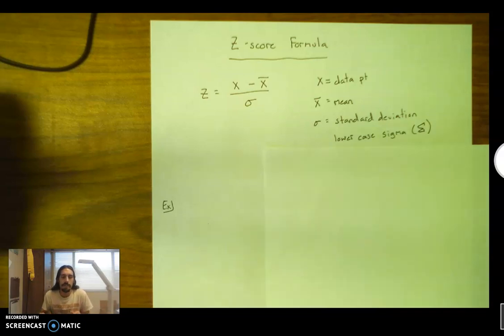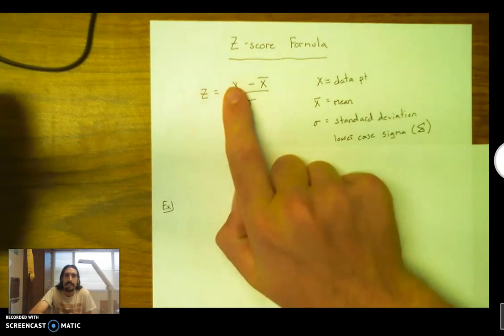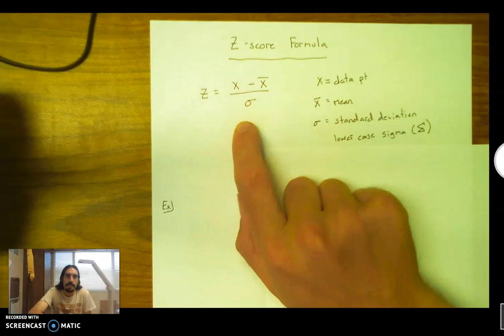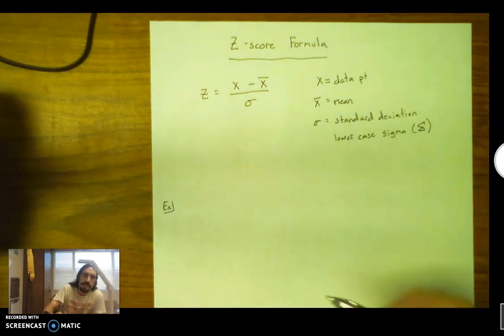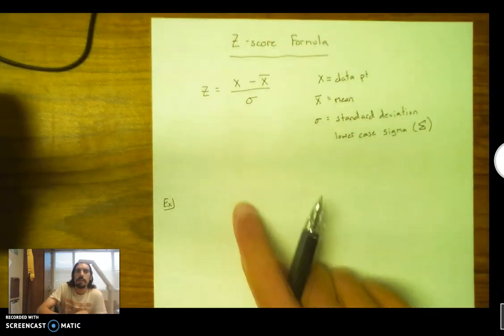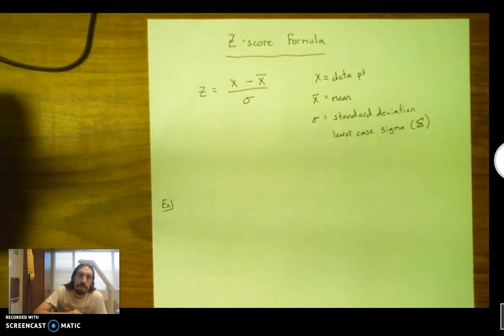All I want you to take note of right now is we have the following names: Z, X, X bar, and sigma. And all you're going to encounter in this particular set of practice is problems where they give you 3 of these values and ask you to find the missing one.